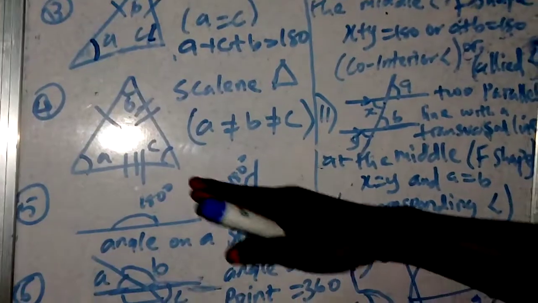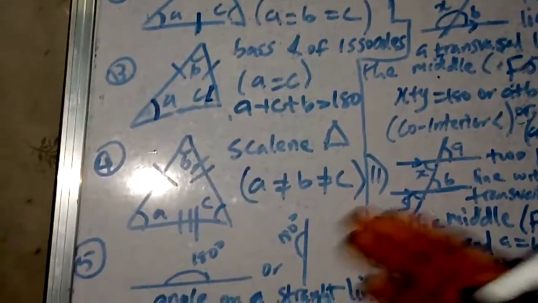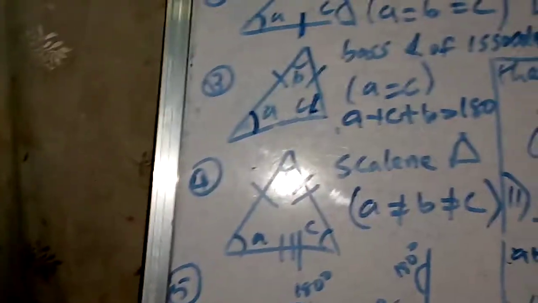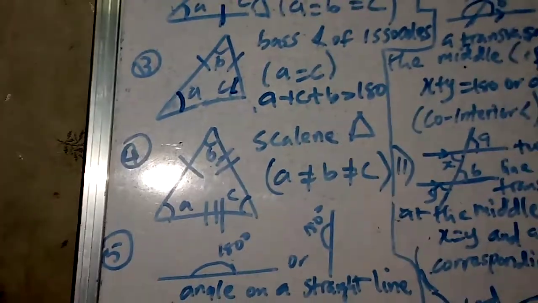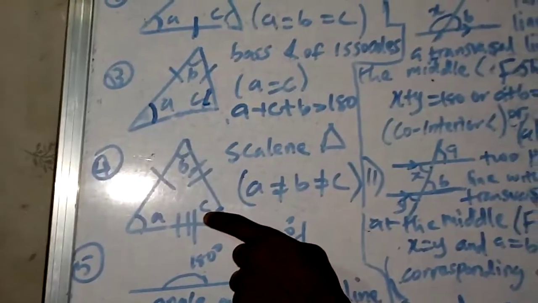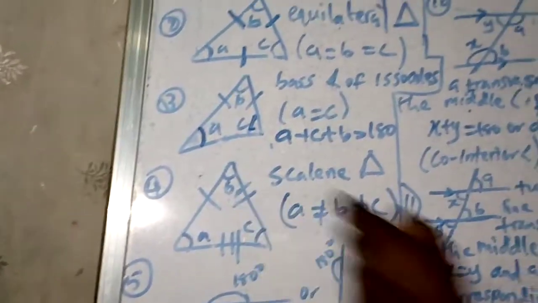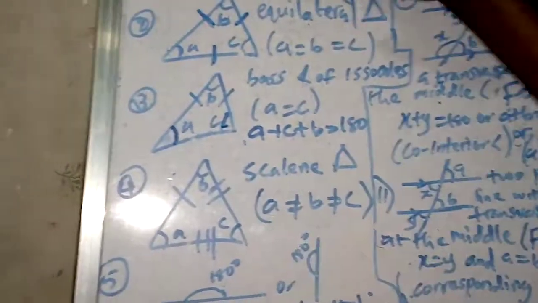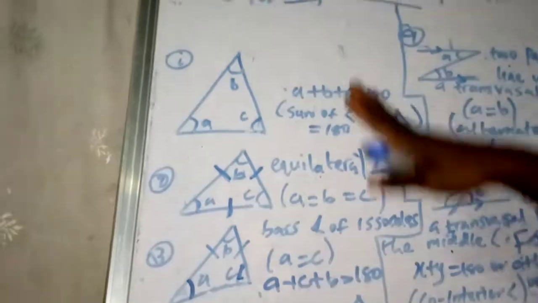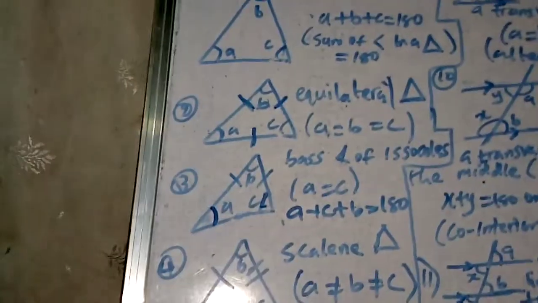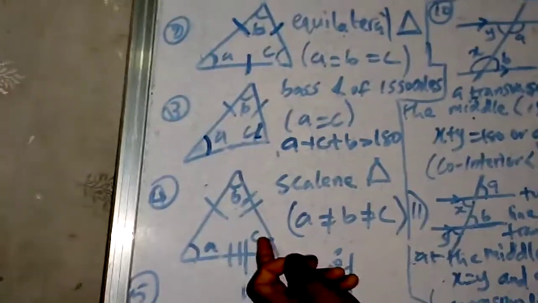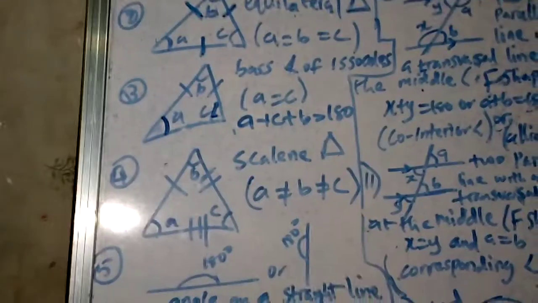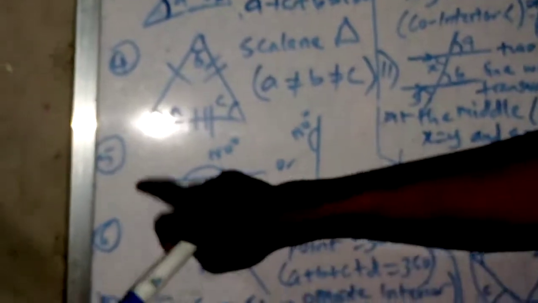So when you see a question like this, you must know that A is not equal to B and is not equal to C. For you to look for each angle, maybe this is given as 30, this is given as 60, and you want to look for this. You also use the sum of angles in a triangle. So you must know that A plus C plus B equals 180. All sides are not equal, it's a scalene triangle.